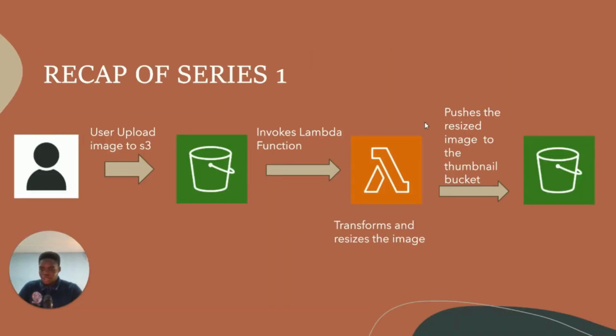So let's do a quick recap of what we did in series 1. The user was able to upload an image into an S3 bucket, and based on the event that was created, which states that once an object is put into this bucket, it invokes a Lambda function. That Lambda function then transformed and resized the image, which is now our thumbnail image, and stored that resized image as a new object in a bucket in S3.